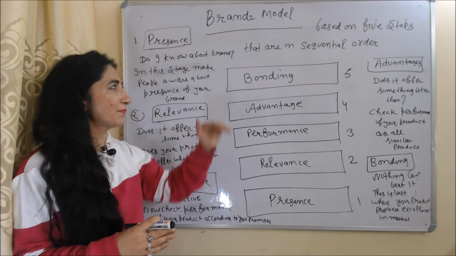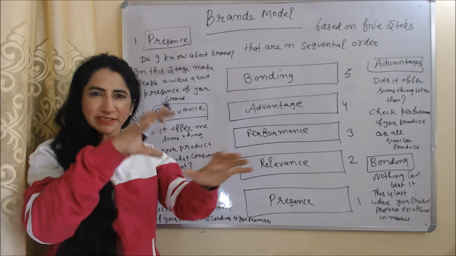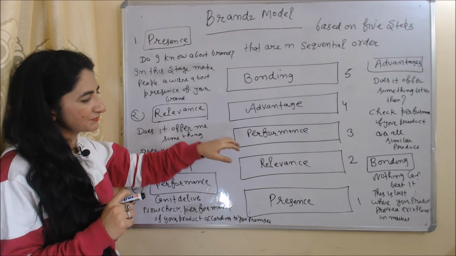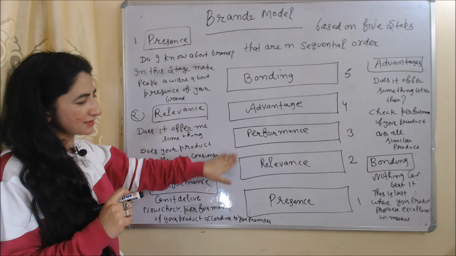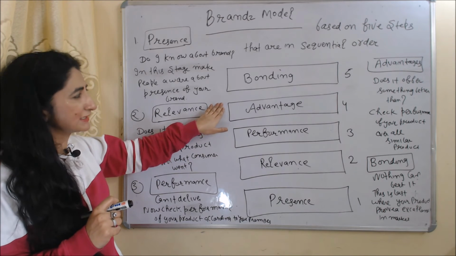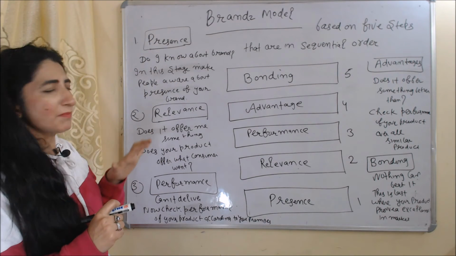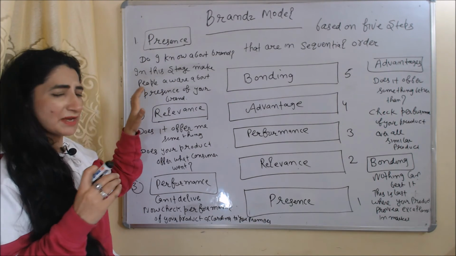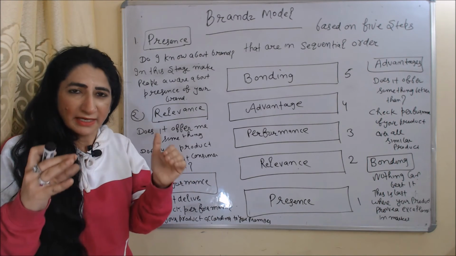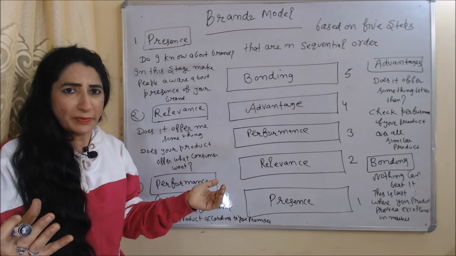Now we are going to talk about the BrandZ model. This model is based on 5 sequential steps. First step is presence, next is relevance, third is performance, fourth is advantage, and last is bonding. Presence means, do I know about your brand? In this step, make people aware of the presence of your brand.